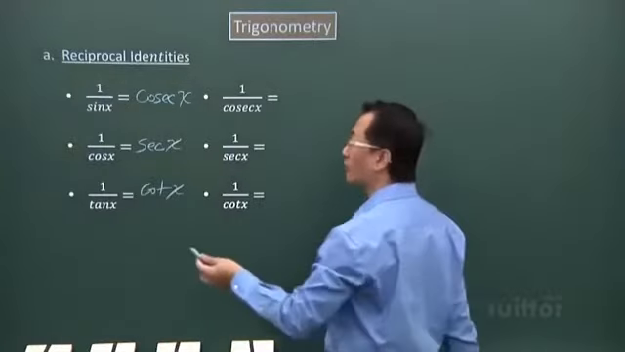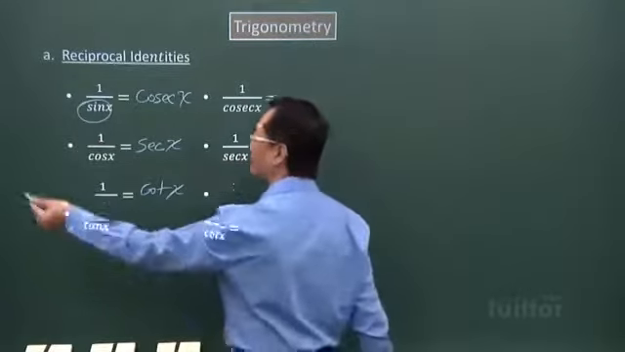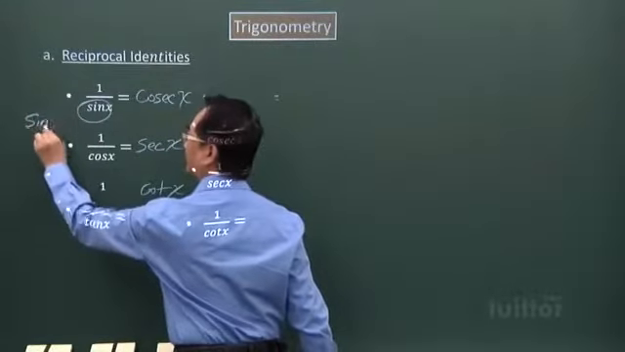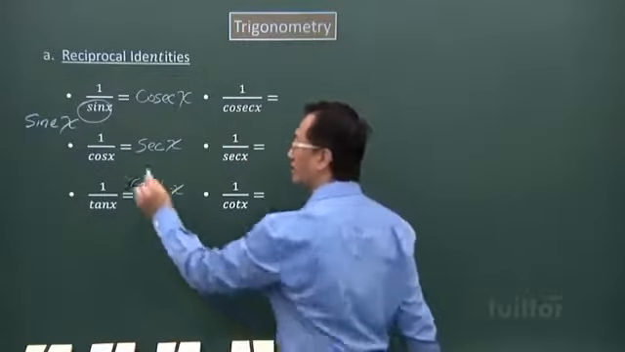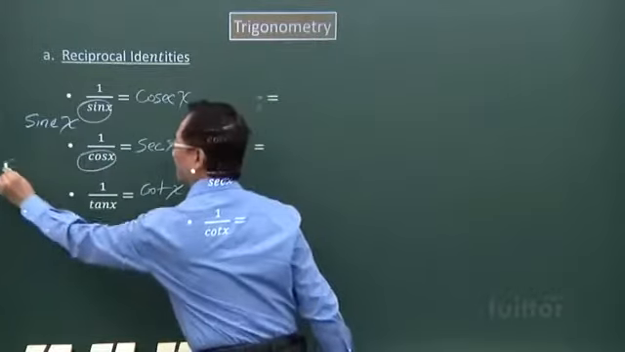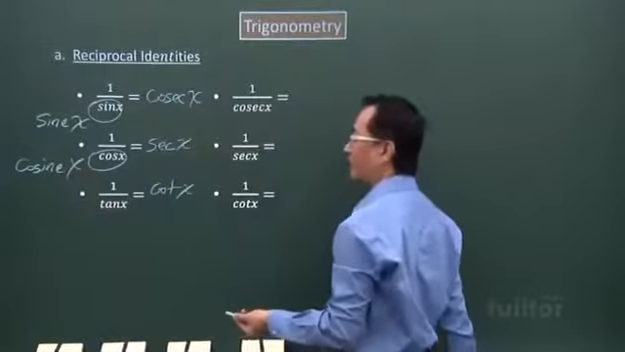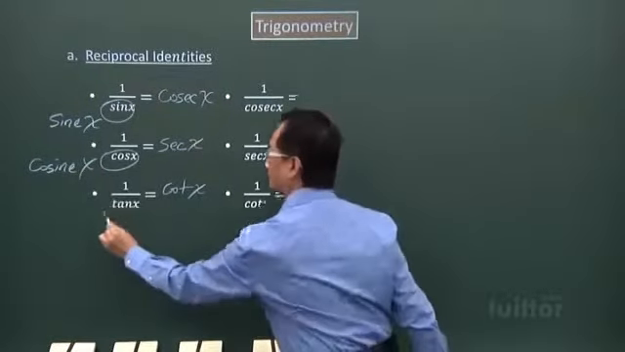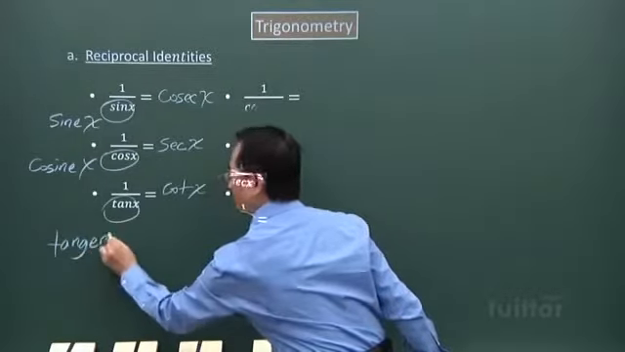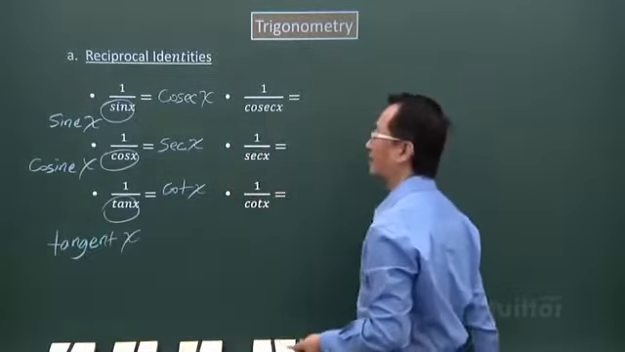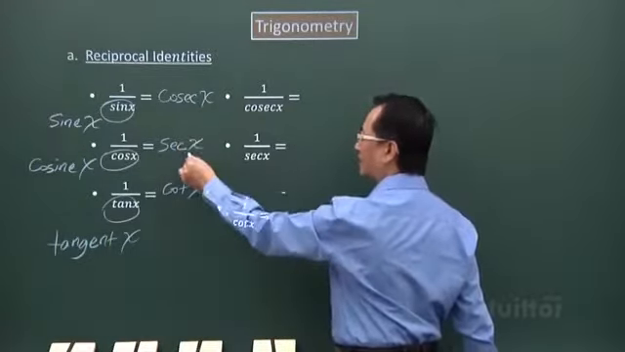Now these are all short form, like this. Short form for sine x, of course, the cosine and the tangent. So over here we have the cosecant, we have the secant and the cotangent.